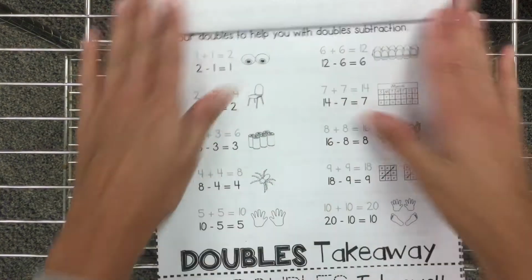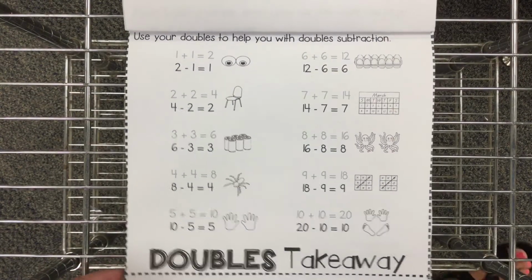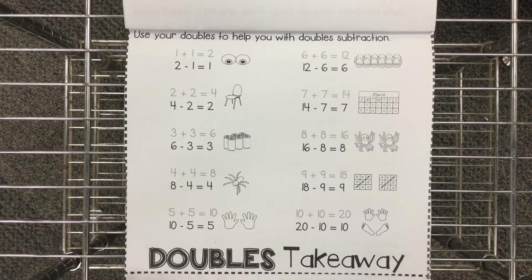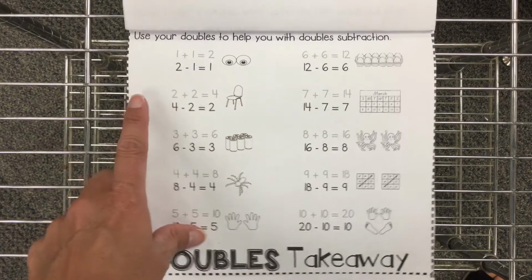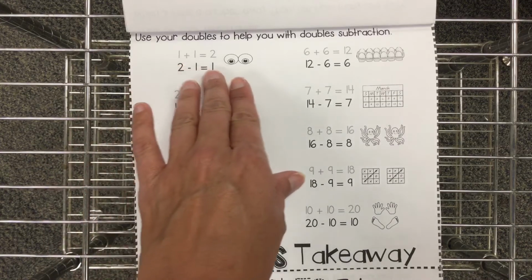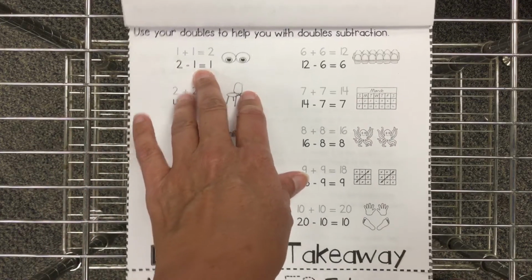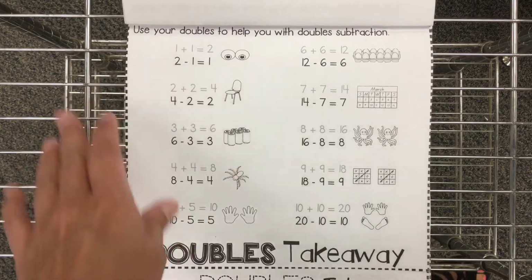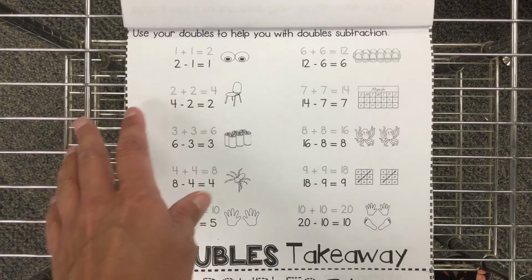Next, our strategy is called doubles takeaway. In this strategy, you want to use your doubles to help you with double subtraction. So anytime you have a number and you're taking a number that you know that you could double to make that number you're starting with, you would use this strategy.